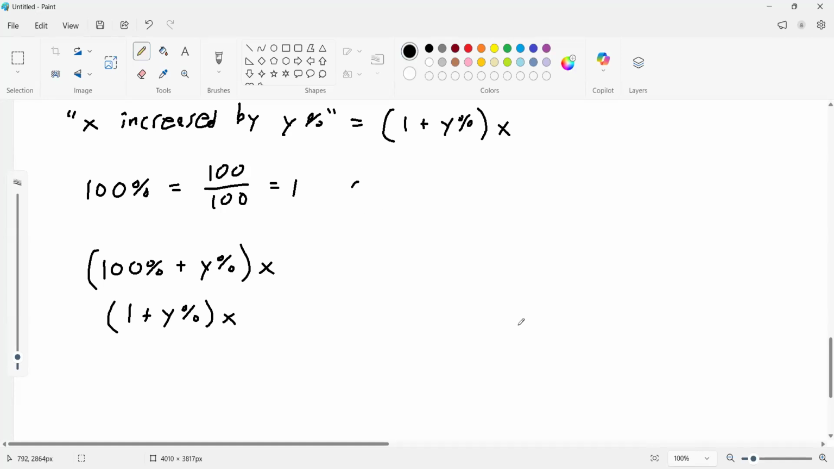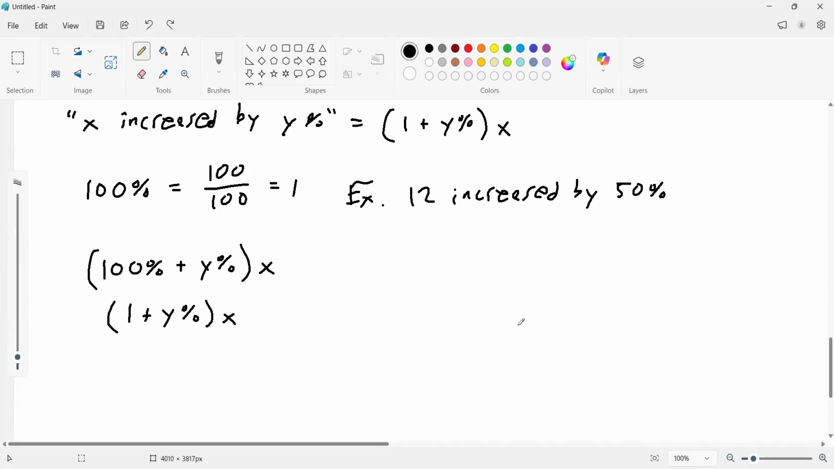So here's some examples. If I want to take the number 12 and increase it, let's increase this by 50%. Okay, and the reason I'm choosing 50% is because this is intuitive. We can check this mentally. What is 50% of 12? Well, 50% of 12 is just 6. And so if I'm increasing by 6, then I should end up with 18.